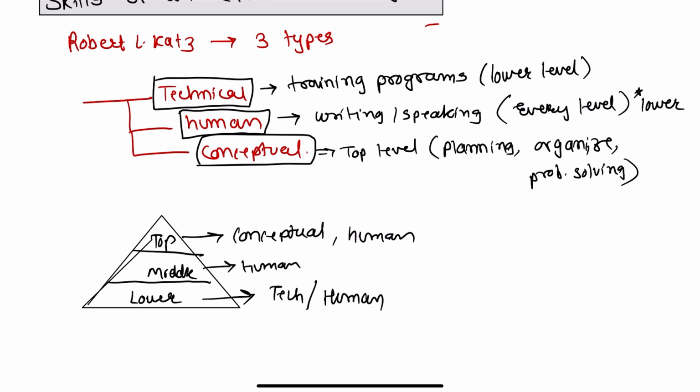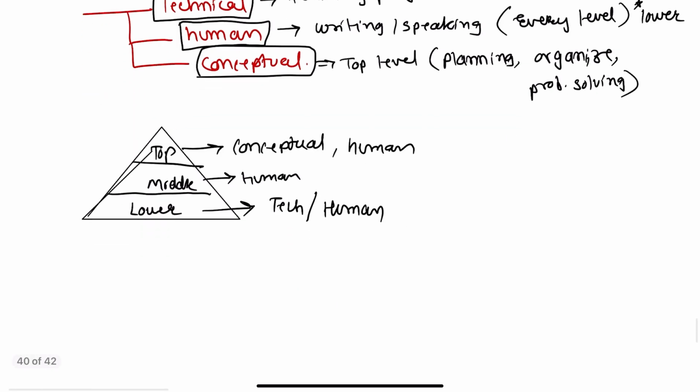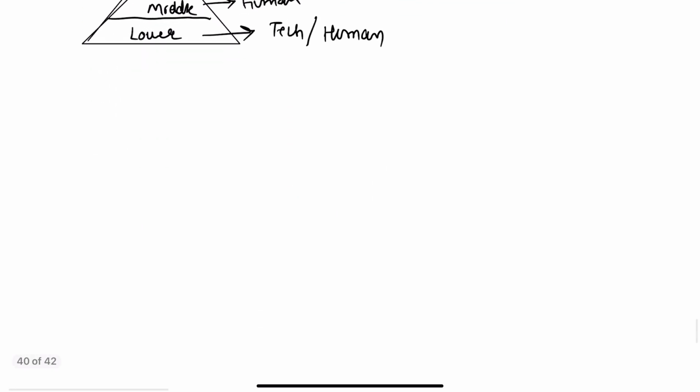Now there are other skills of managers as well, like analytical skills, administrative skills, computer and communication skills, etc. Now let us understand the difference between management and administration.